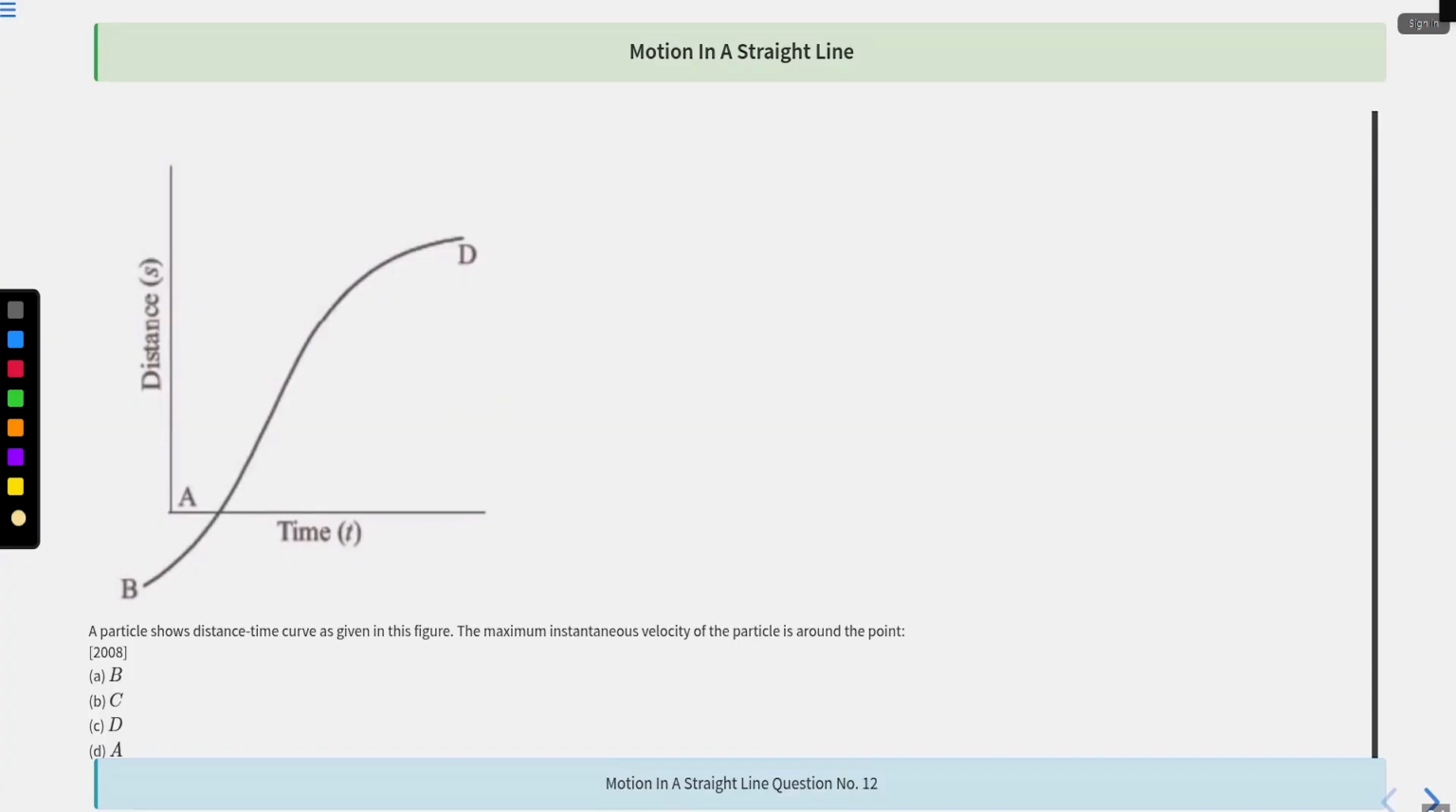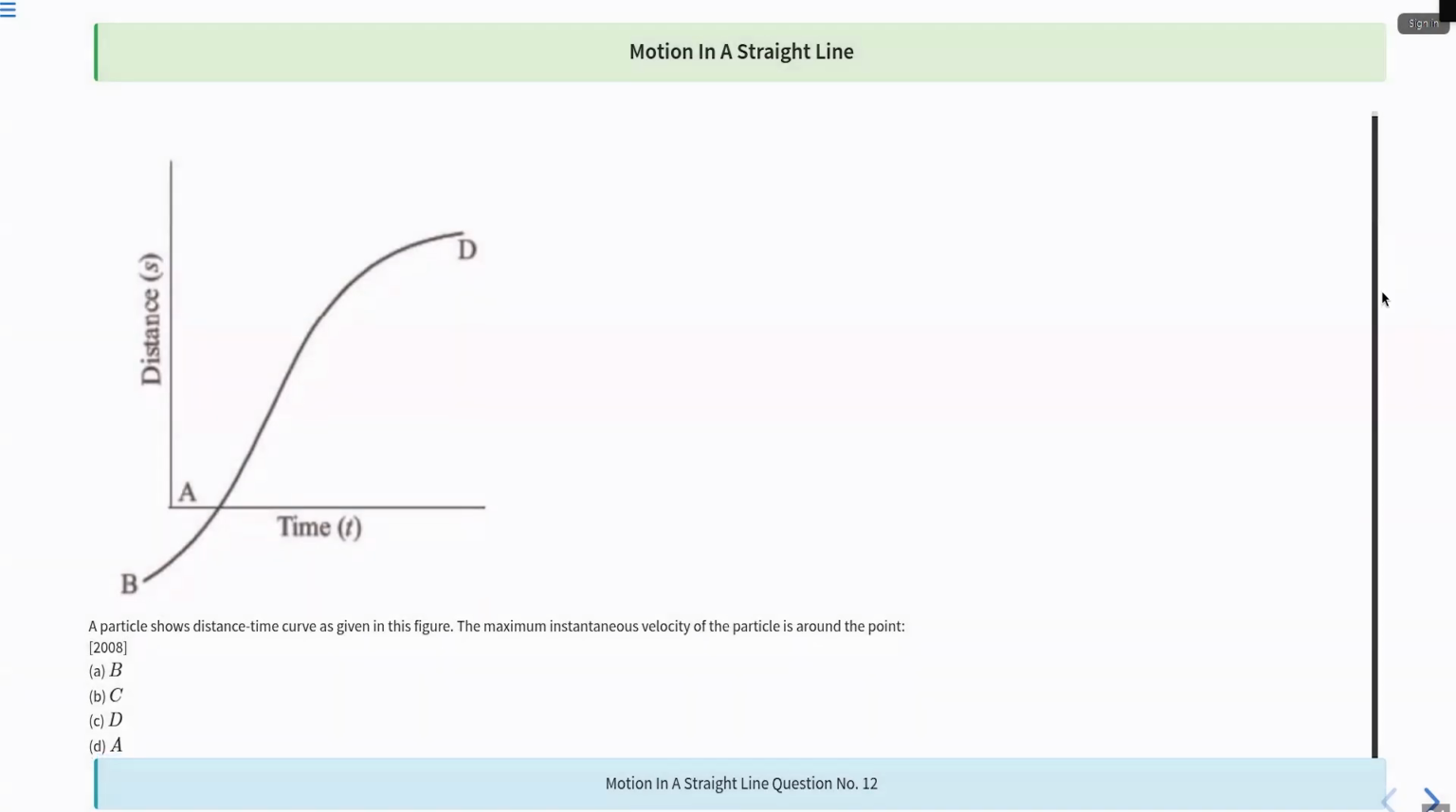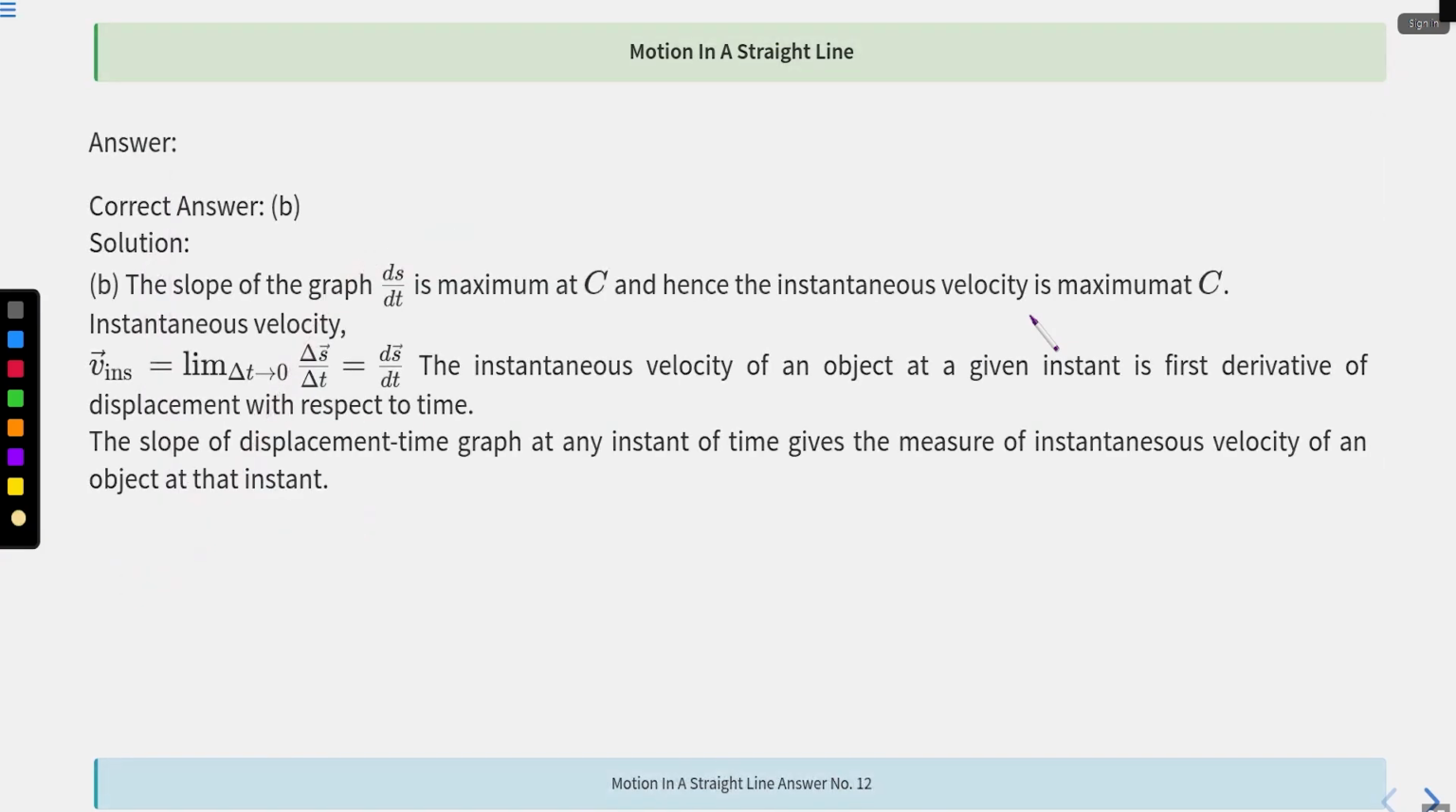Okay, so this is the graph. This is the next question. A particle shows a distance and time curve as given in this figure. The maximum instantaneous velocity of the particle is at which point? Where is the maximum instantaneous velocity? So you have to calculate the slope.